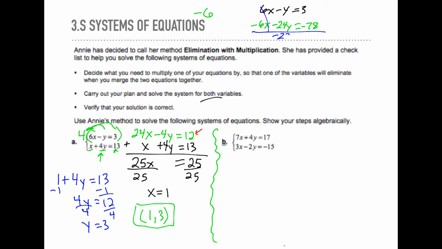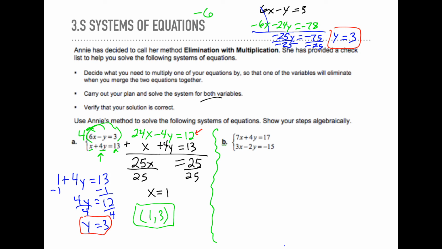I'm left with negative 25y is equal to negative 75. And when I divide by negative 25, I get that y is equal to 3. And once again, y is equal to 3. So both ways, I got y equal to 3. And if I carried out the problem, I'm not going to, just to save time, but if I carried out that problem, you would get the same exact answer for x, to get x equals 1. So it does not matter which variable you cancel. Whichever one is easiest for you, do it.